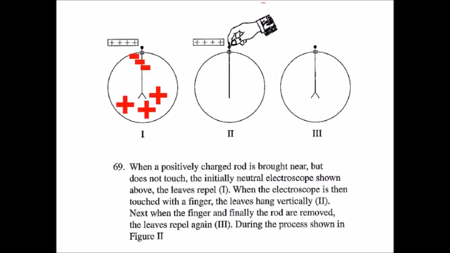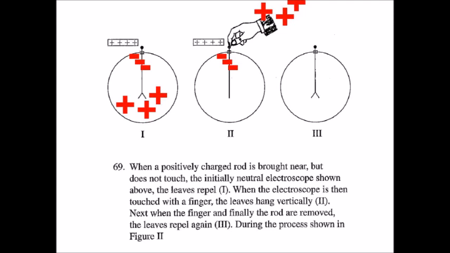That neutral electroscope is still neutral. 3 negative charges, 3 positive charges. The negative charges are attracted to the rod. The positive charges are repelled by the rod. That's why they make the leaves stand up. This is an electroscope. If you need to research that in your textbook or some other place, an electroscope, then you touch the electroscope. What's happening there?